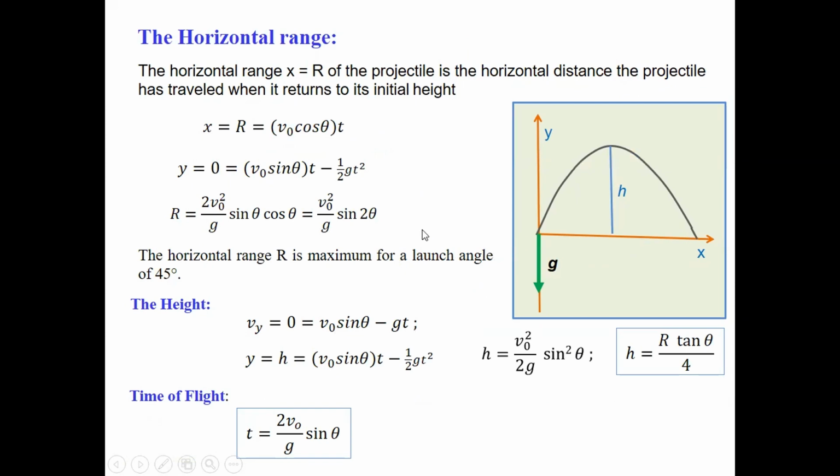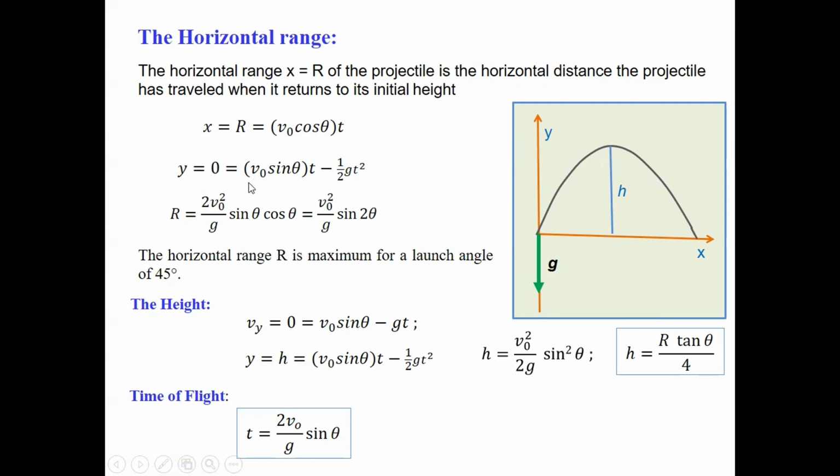Now we would like to find out the horizontal range, the distance from the starting point till it again touches the ground. The horizontal range is r. It is the distance the projectile has traveled when it returns to the initial level. The x we know is v naught cos of the angle times t, and r we will say becomes the range, and the y value becomes 0.